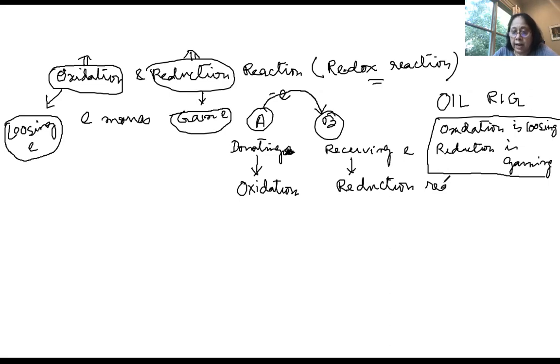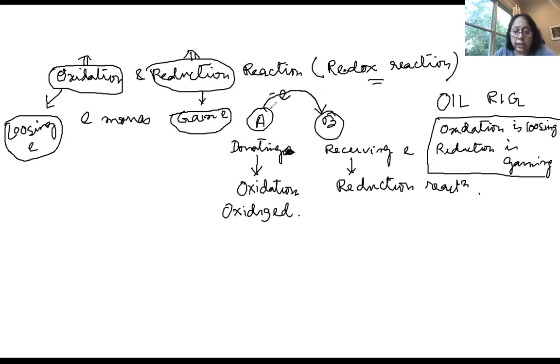Okay. Now, what happens when atom A donates electron? By the process of oxidation, when an atom loses the electron, then this atom is going to be oxidized.